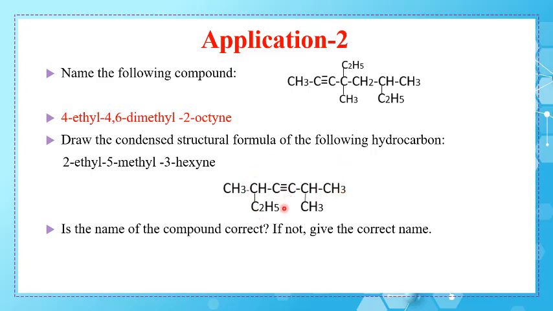And we have 2 methyl groups. And we must begin numbering from nearer to the triple bond, and from here. 1, 2, 3, 4, 5, 6, 7. Then we have 2 methyl groups on the second and on the fifth carbon atom. So the nomenclature is 2,5-dimethyl-3-heptyne, according to the position of the triple covalent bond.